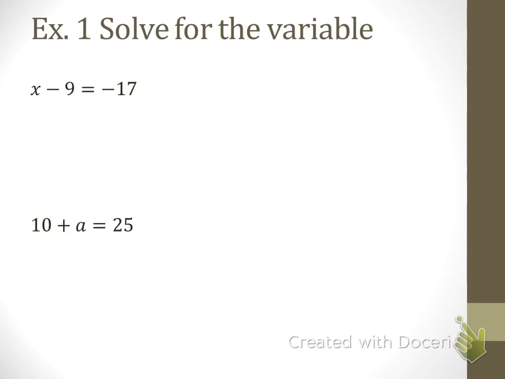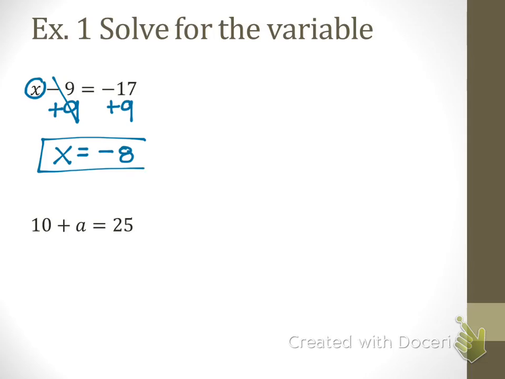So in example number 1, what we want to do is solve for the variable. So I ask myself, what's happening between the variable and the number? Subtraction. So in order to get this variable by itself, I do the inverse, which is addition. What happens here is that cancels out, and I add 9 to the other side. So whatever you do to one side of the equation, you always want to do to the other. And I do negative 17 plus 9, which is negative 8.